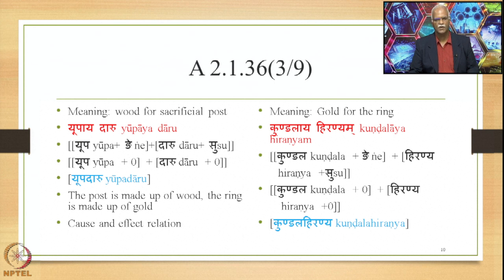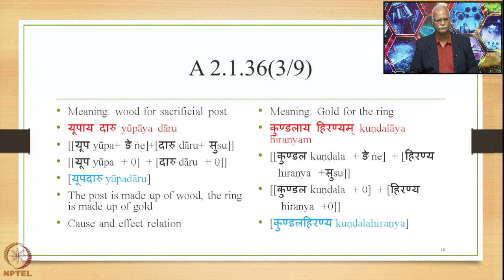So the laukika vigraha is kundalaya hiranyam. Kundala and hiranya are the two elements where there is a cause and effect relationship. Kundala is the ring, hiranya is gold. Now gold is for the purpose of creating a ring. So the ring is created out of gold. Gold is the material from which the ring is made. Clearly there is a cause and effect relationship. And in order to express this, we use caturthī.